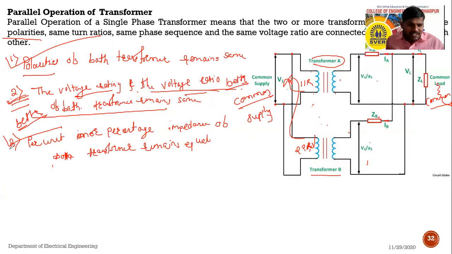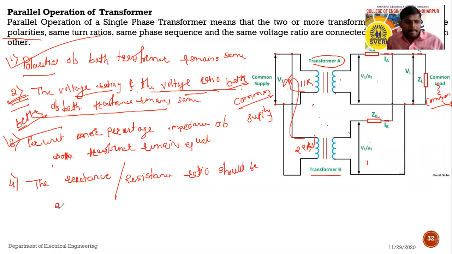And the last condition, again an important and necessary condition, is that the reactance to resistance ratio of the transformers should be the same, right? That means the reactance per resistance ratio, the X by R ratio, of both transformers remains the same. So these are the four conditions. If these four conditions are satisfied, then and only then are we able to operate two or more than two transformers in parallel.